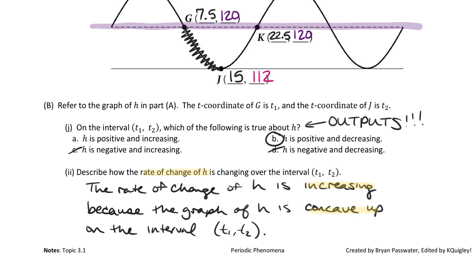The one thing that I'm going to be extra super picky about: if you do not write that it's because the graph of H is concave up, if you use the word "it," that's going to be wrong. Do not use the word "it" in your descriptions in this class. It's way too vague. Tell me what it means. Otherwise, I'm going to assume incorrectly. Don't use the word "it." The rate of change of H is increasing because the graph of H is concave up on the interval from T1 to T2.